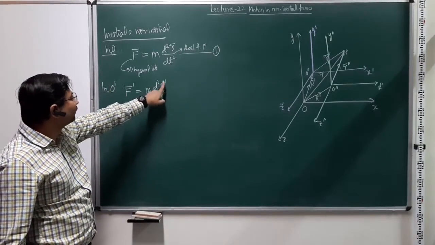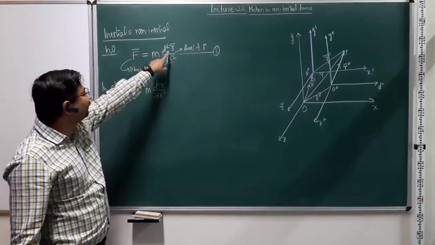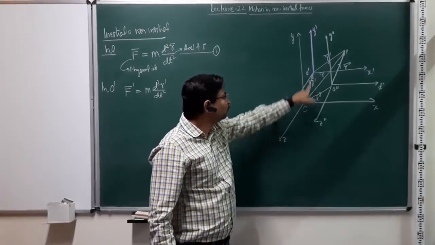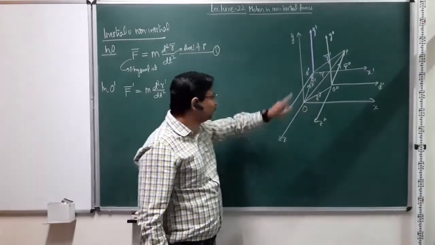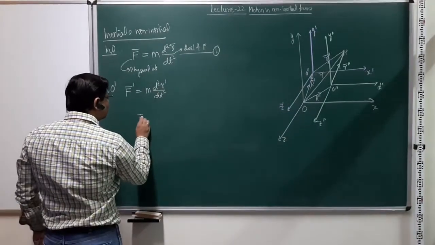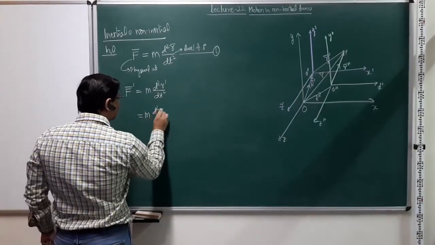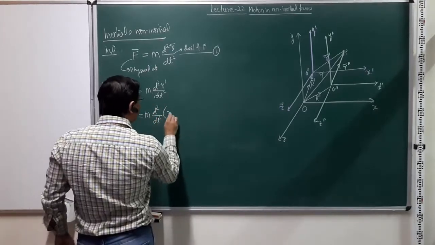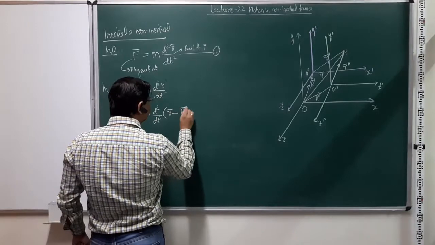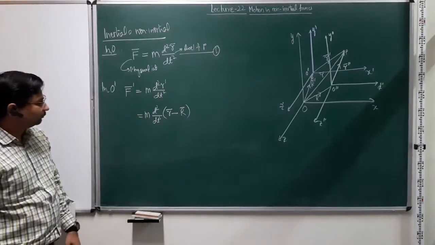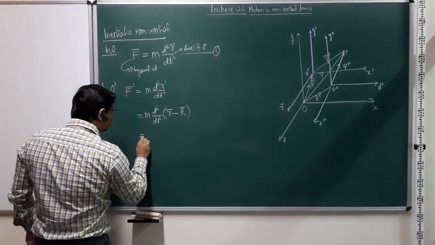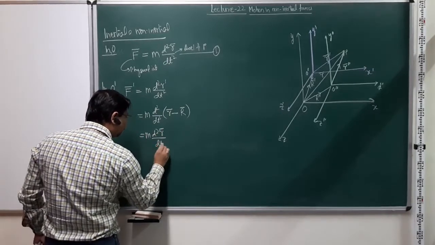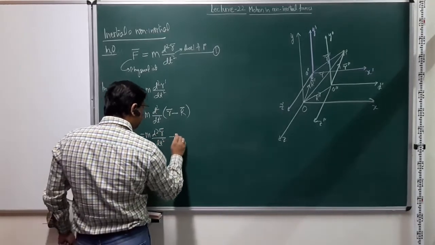Now this position vector can be written in terms of the position vector r and the relative position vector of the two origins, O and O prime. So we can do this, which is nothing but m d2 over dt square, and r prime is simply r minus R. And solve it further. m d2r over dt square minus m.